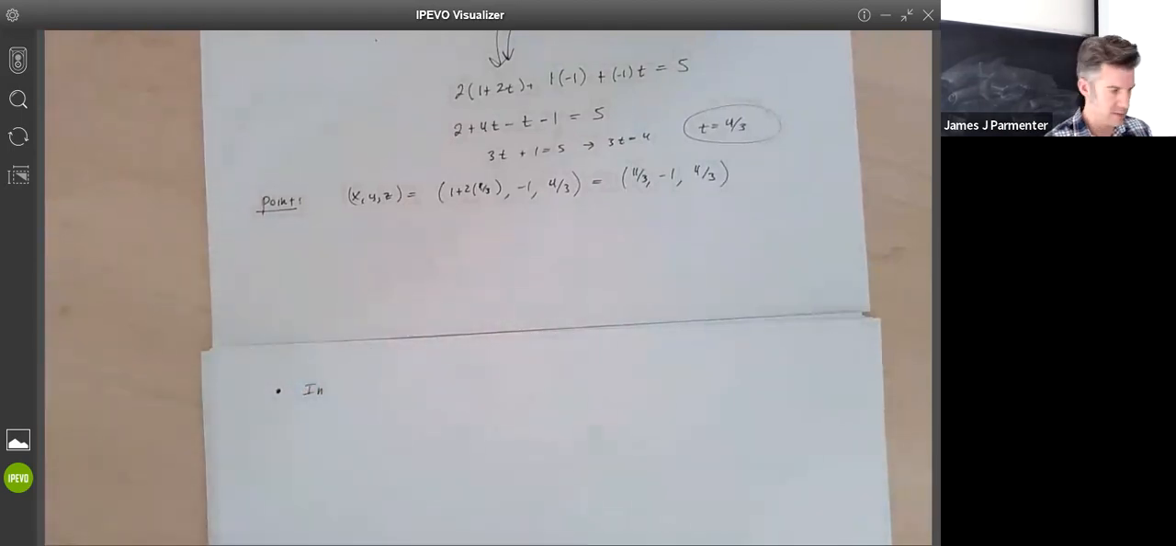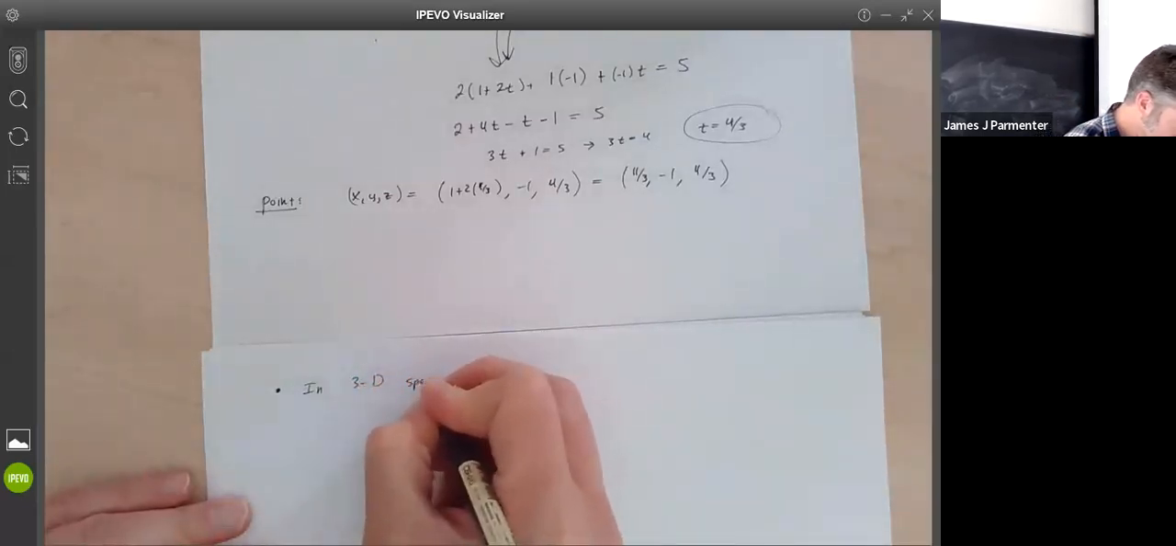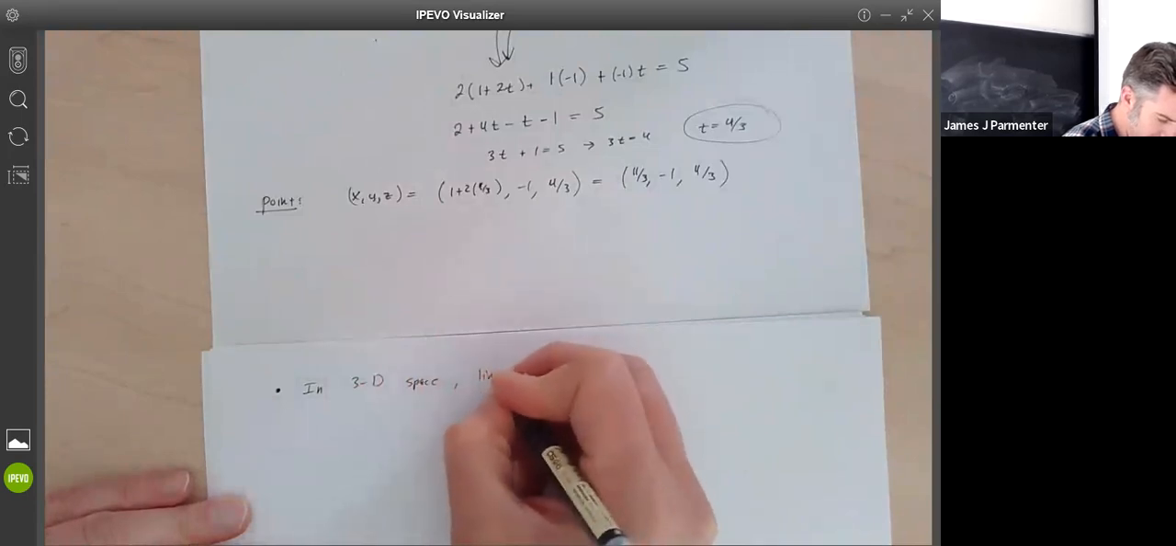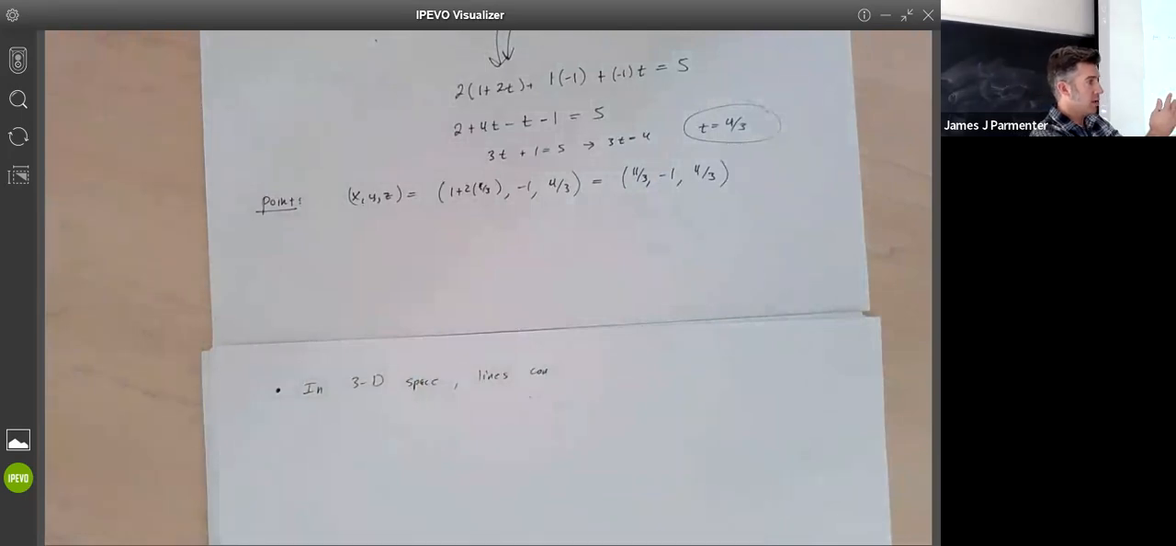So in 3D space, lines can do three different things. In 2 dimensions, you only have 2 choices. Lines can either intersect or be parallel. But in 3 dimensions, lines can cross each other, lines can be parallel, but lines can also be non-intersecting but not parallel.